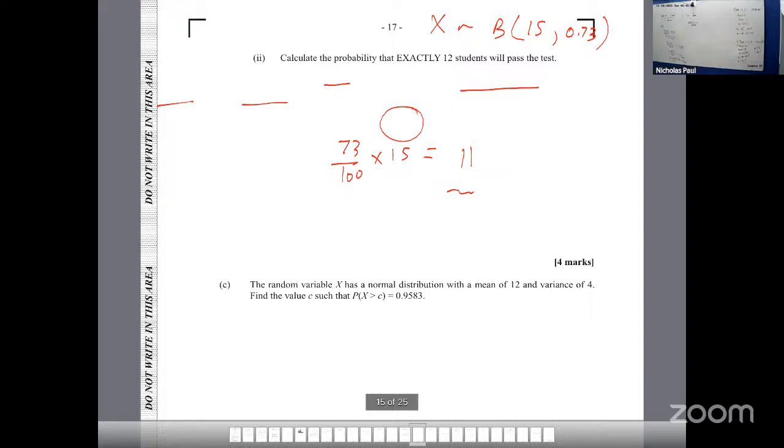Right, so they want exactly 12. So the probability of X equal to 12, that'll be 15C12 by 0.27 to the power of 3 by 0.73 to the power of 12. How much you got there? 0.205. Right, last one.